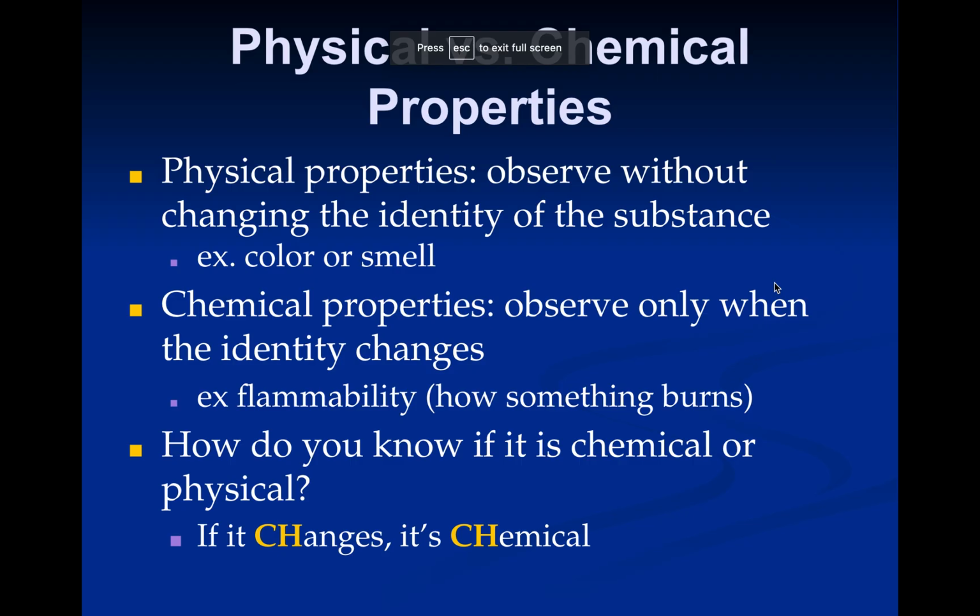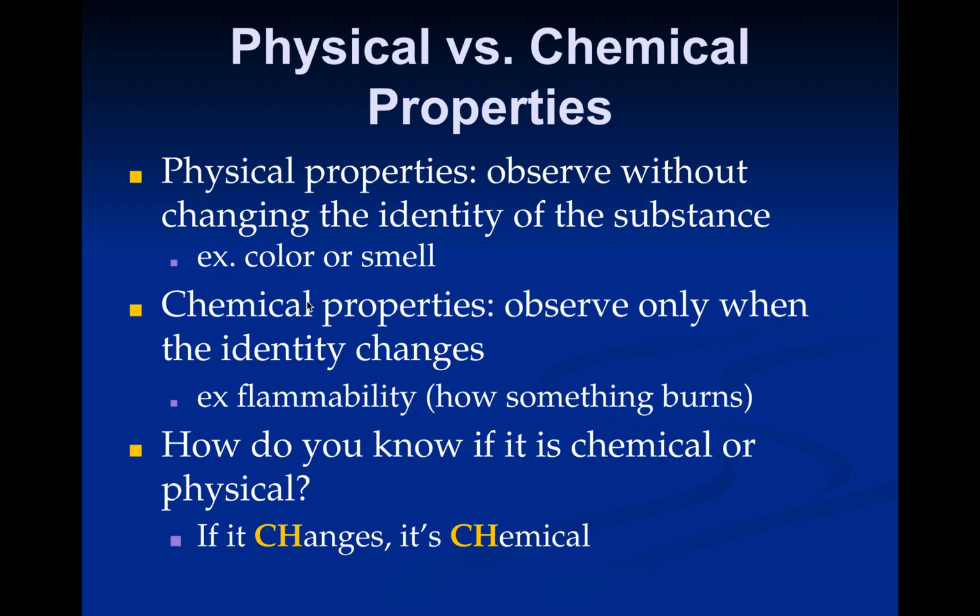Unit 3.2 notes. We're going to mainly talk about physical and chemical properties and changes and kind of understanding how to identify the differences. So let's get into it. Physical properties are things that you can observe or see or taste or smell or hear using one of your senses, and you can observe it without changing its identity. A physical property would be something like the color of an object, the smell of an object.